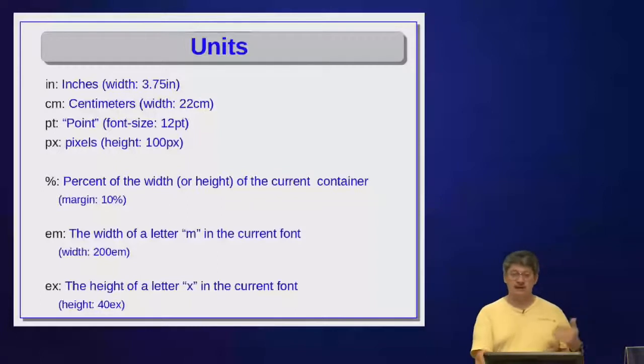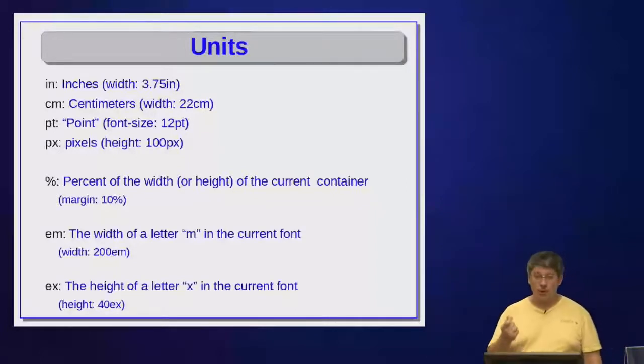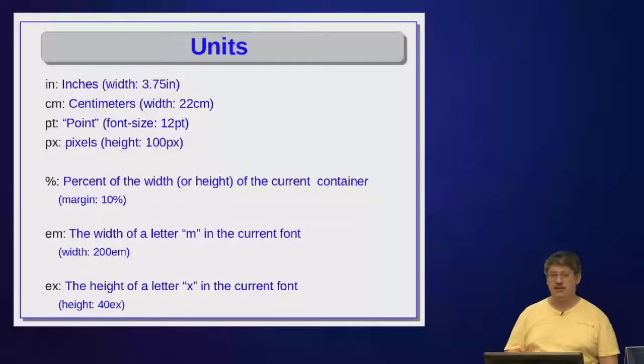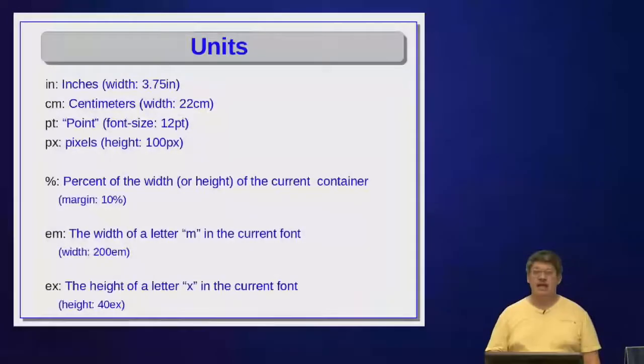CSS3 also supports centimeters, the cm suffix. It also supports a unit called a point, or pt. A point is used typically in graphic design and in the printing industry, newspapers and magazines and leaflets and brochures. It's a measure that's equal to 1/72 of an inch. So that's 1/72 of an inch is 1 point.